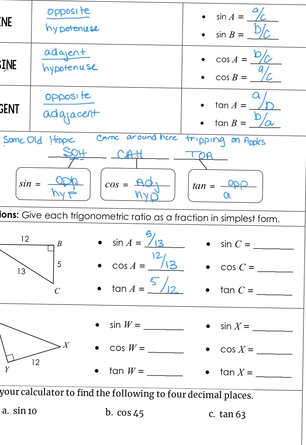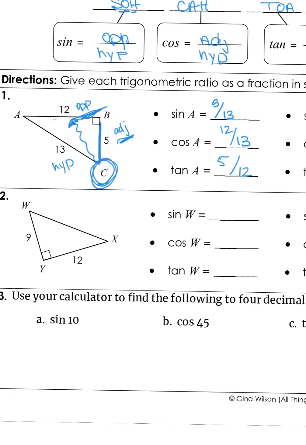Now when I go to do C, we basically start all over again. We know the box points to your hypotenuse. The side way over on the other side of the triangle is your opposite side, and then the other side is the adjacent side. So sine is opposite over hypotenuse, so 12 over 13. Cosine is adjacent over hypotenuse, so that's going to be your 5 over 13. And tangent is your opposite over adjacent, so 12 over 5. Now let's look at the next one.